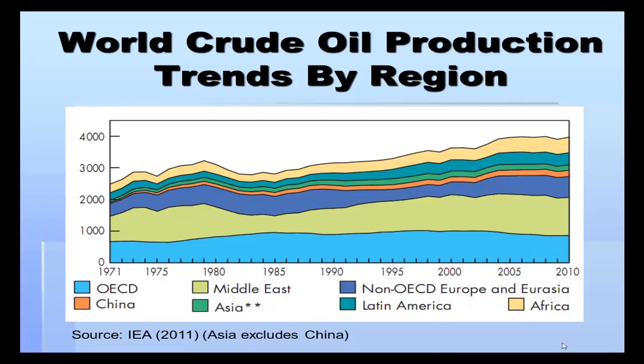Now, if we look globally at world crude oil production, and we look at the trends by region, we see, at the bottom there is OECD, followed by the Middle East, which is where the bulk of the oil reserves are at this point in time. And you can see the trend increasing since the 1970s, marginally, but on the whole not that large an increase, and tending to slow down a bit as you approach 2010.